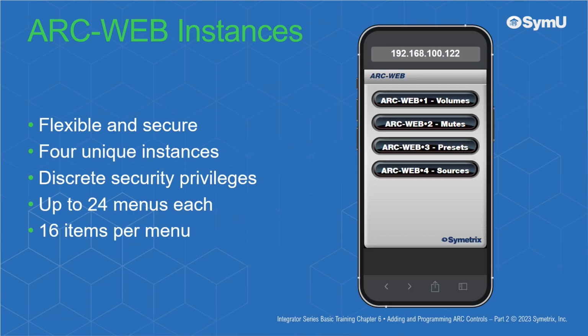ArcWeb is flexible and secure. There are 4 unique instances of ArcWeb available within a site. Think of each instance as a discrete controller that you may use 1, 2, 3, or 4 depending on the system and your needs. Each instance can be assigned unique security privileges and is programmable with up to 24 menus. Each menu may contain up to 16 items.